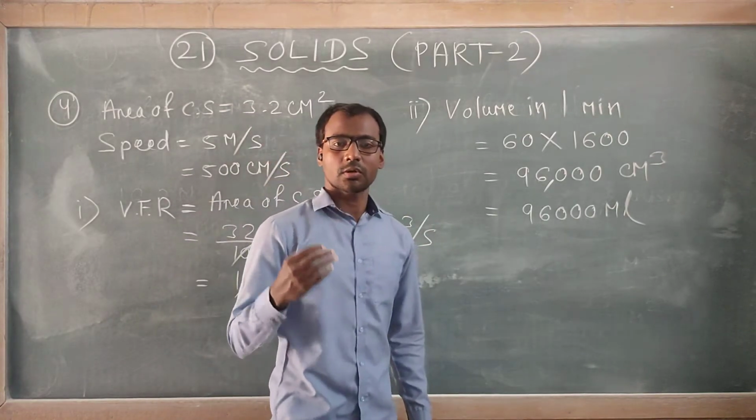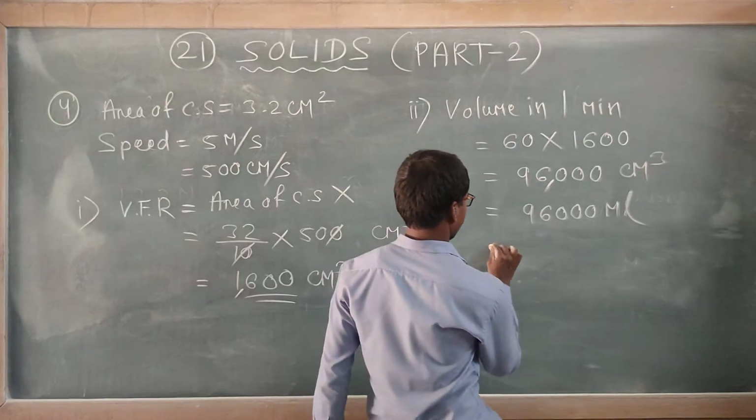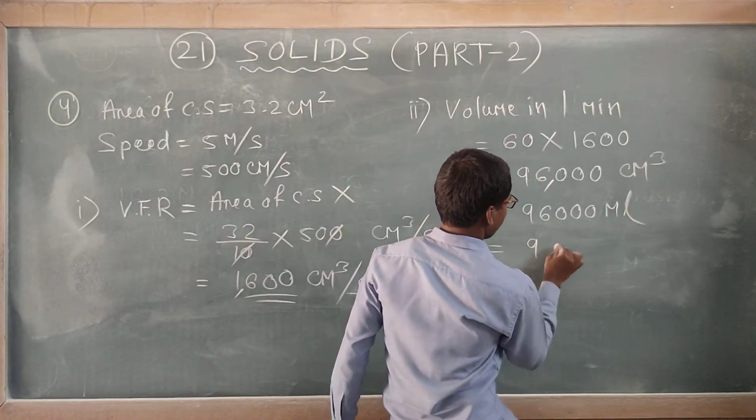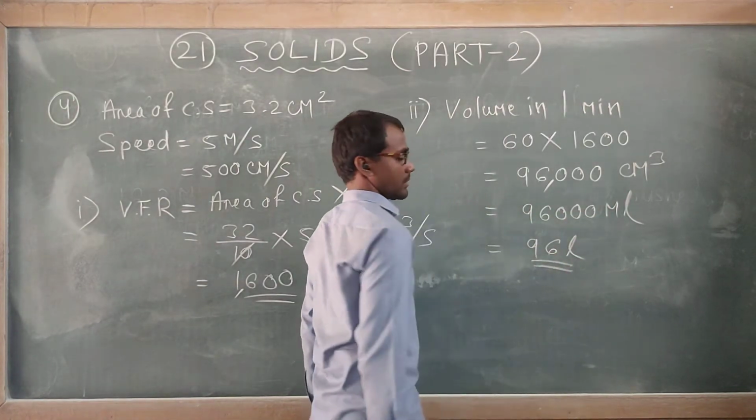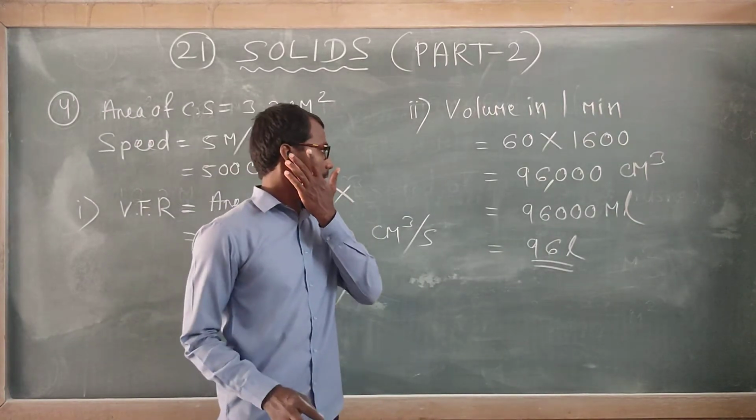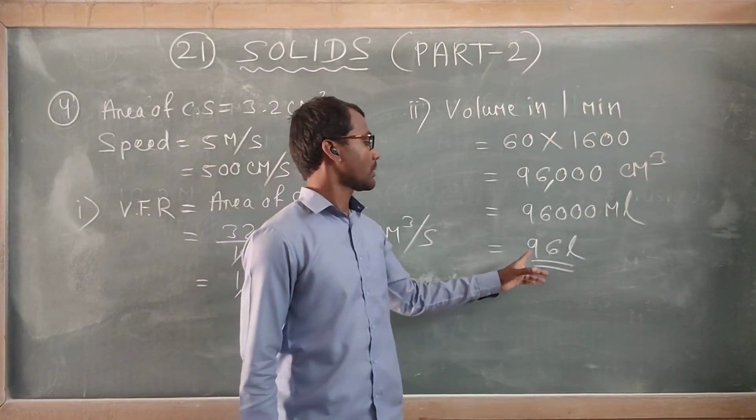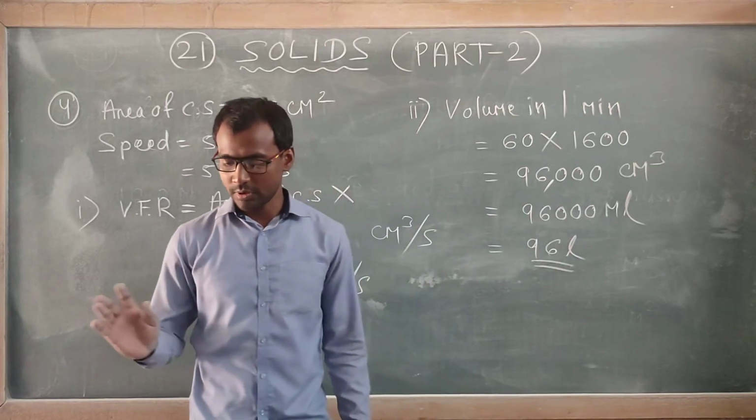Then you can easily convert to liters by dividing by 1000. If you divide this by 1000, you will get 96 liters. So the volume of water that is emerging out of the pipe in 1 minute is equal to 96 liters. Clear? So this is the answer.